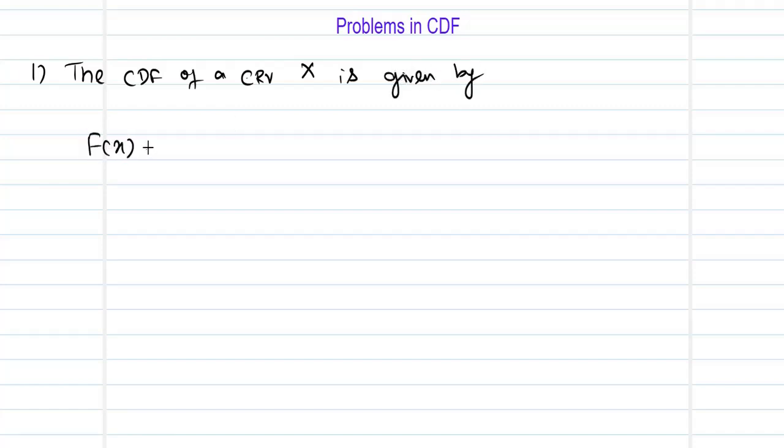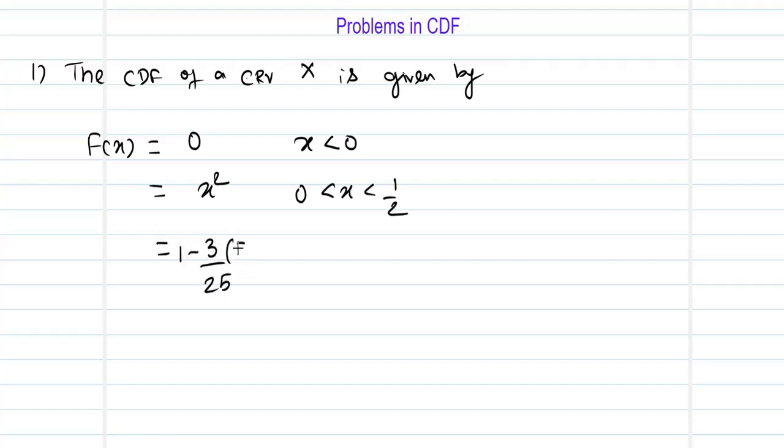Capital F of x is defined as 0 for the interval x less than 0. It is going to be x square for 0 less than x less than half. The value is 1 minus 3 by 25 times (3 minus x) the whole square for half less than x less than 3, and it is going to be 1 for x greater than 3. The problem is to find, question number 1, the PDF, the probability distribution function of our capital X.